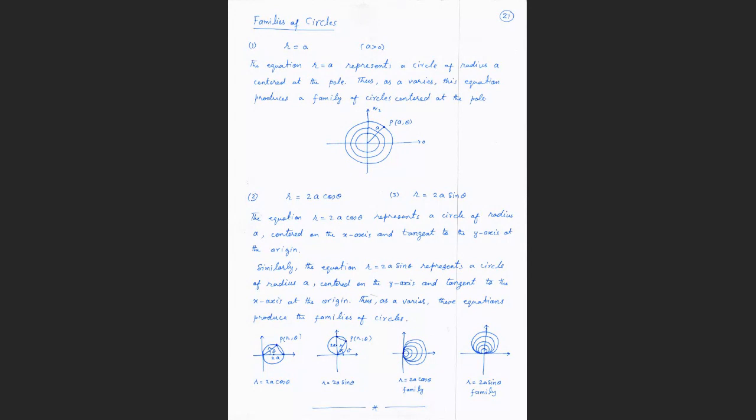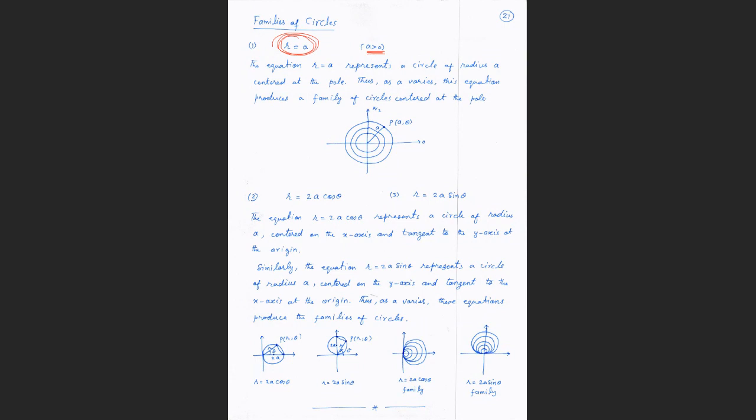I will explain. Okay, so the first condition is how we can find the families when r is equal to a. A is any number, okay? A might be 1, might be 2, might be 3. Because for a, we have a condition that a should be greater than 0, okay?